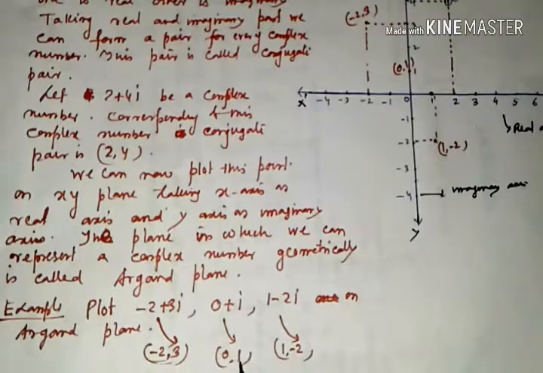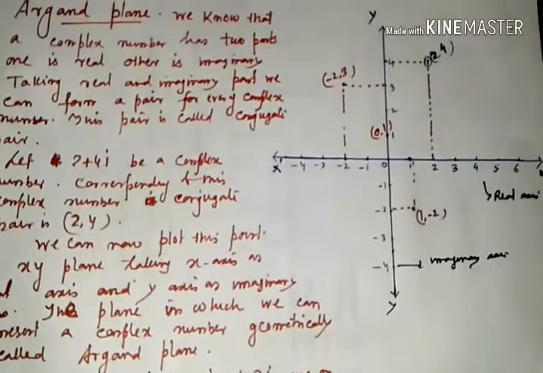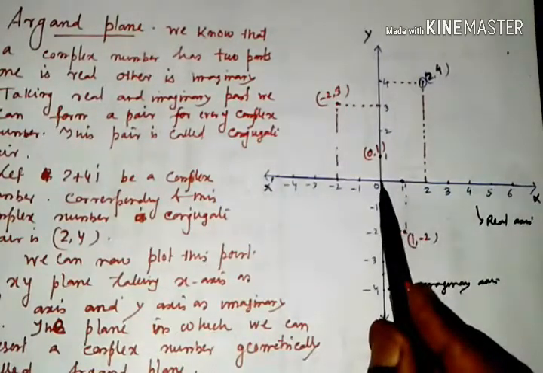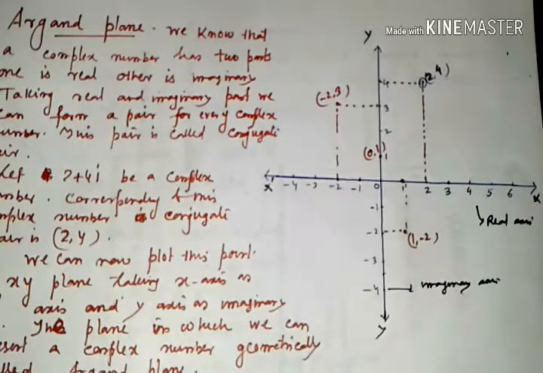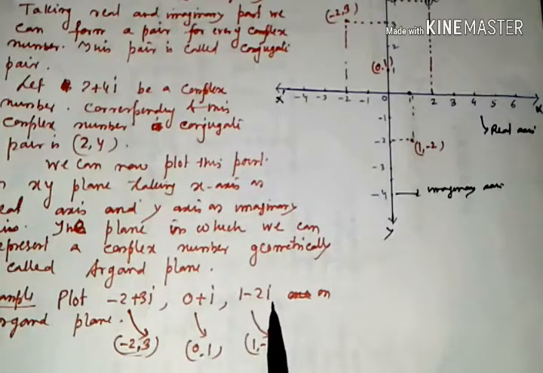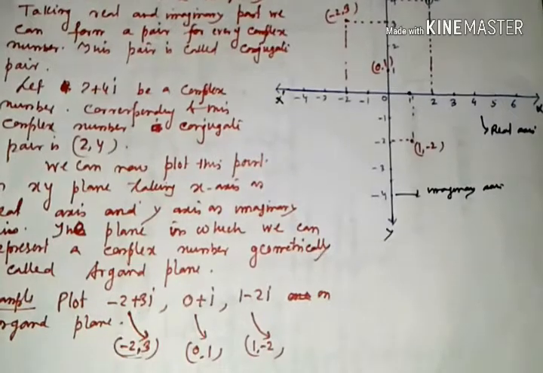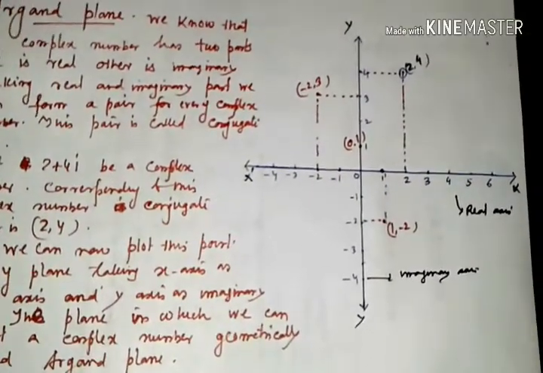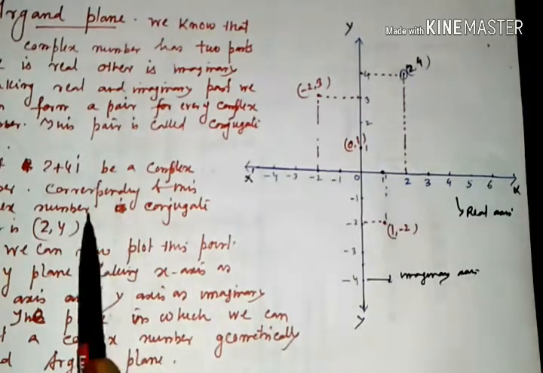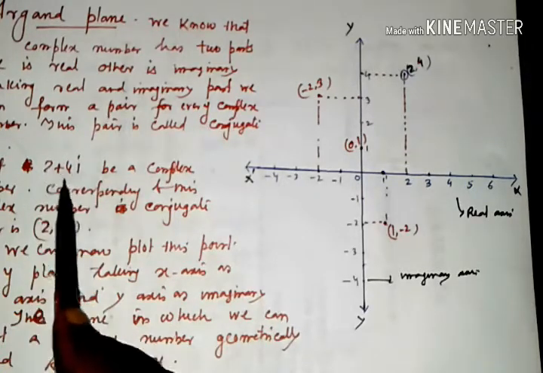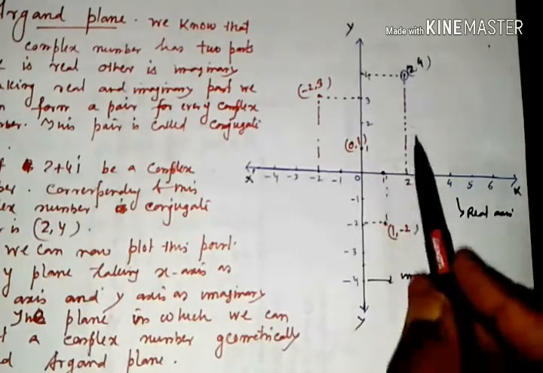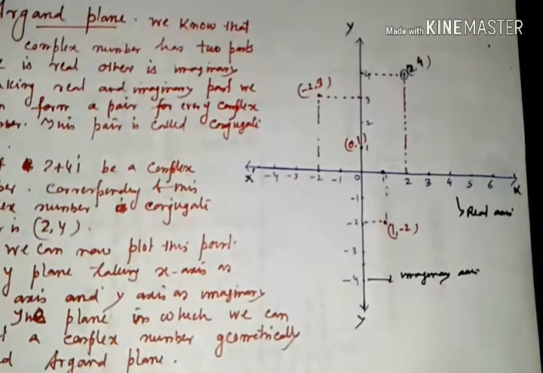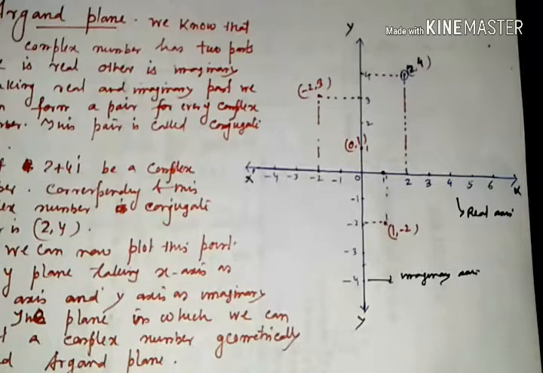For 0 plus i, the conjugate pair is 0, 1, therefore we plot it at 0, 1. For 1 minus 2i, the conjugate pair is 1, minus 2, and we plot 1, minus 2. 2 plus 4i can also be plotted with its conjugate pair 2, 4. In this way, every complex number can be plotted in a plane, and this plane is called the Argand plane.